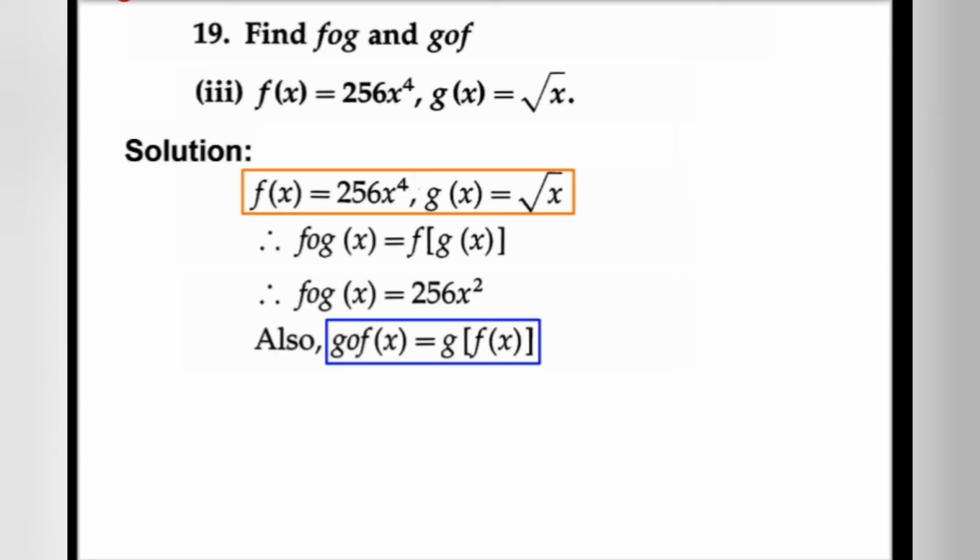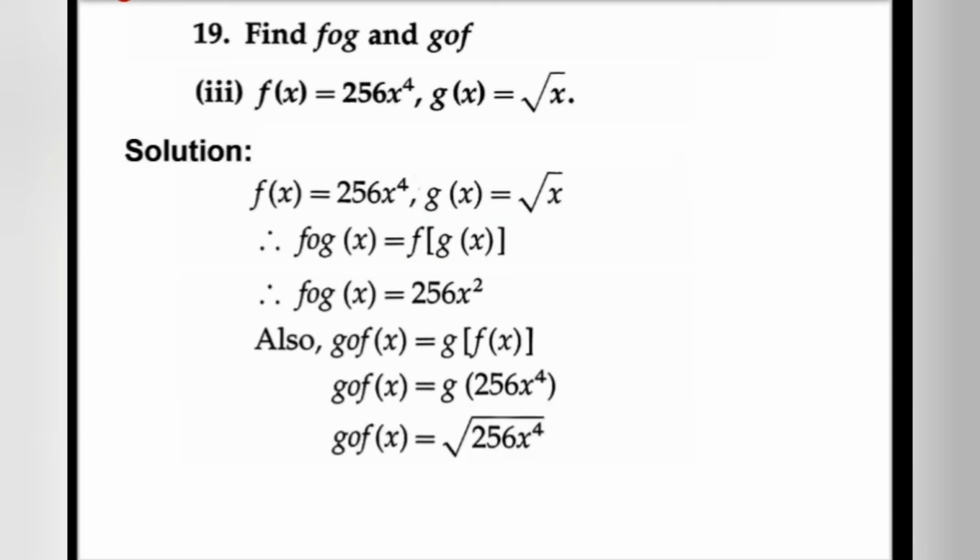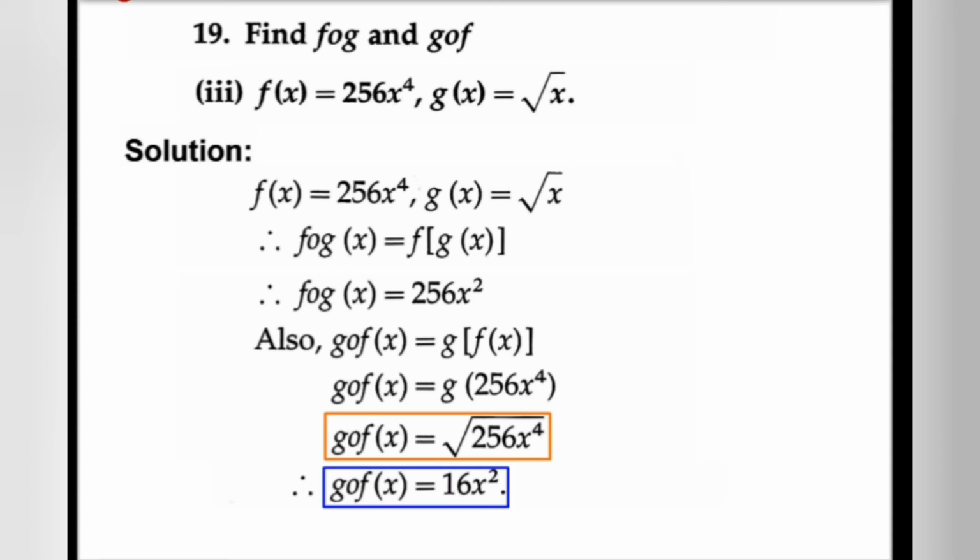Also, g of f of x would be g(f(x)), that is g(256 x raised to power 4), which is root of (256 x raised to power 4). So, g of f of x would be 16x squared.